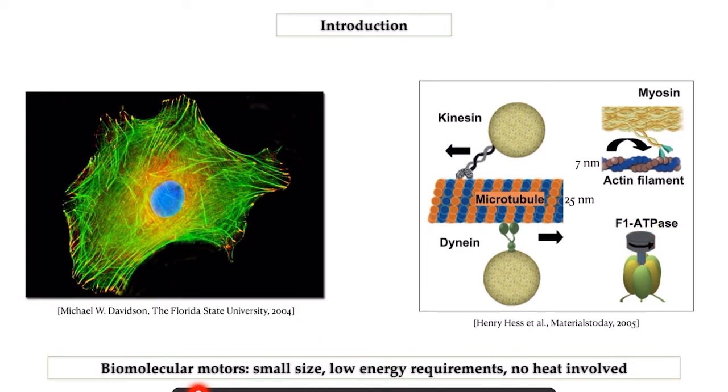Despite being nanoscale in size, these systems are very efficient and they convert chemical energy directly to mechanical energy. No heating is involved and only adenosine triphosphate is consumed. In this study, we shall focus on myosin and actin due to its high speed.